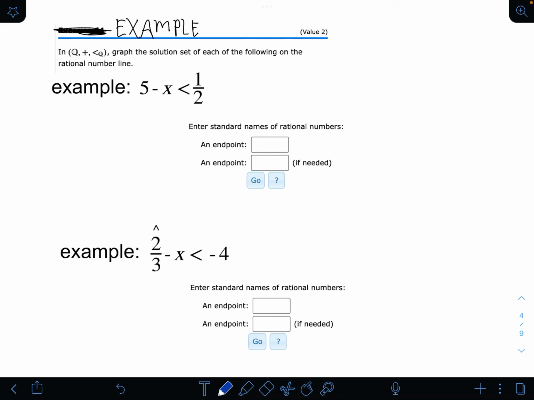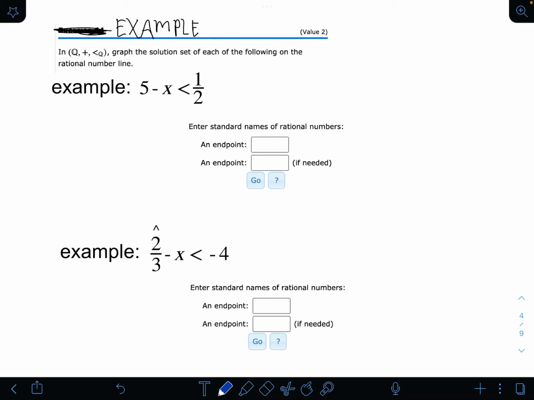This is one of the exercises where I took their instructions the way they have them here. You have to enter standard names of rational numbers. I just copied that, but I made my own example, as you can pretty clearly see. Let's see what we've entered in here.